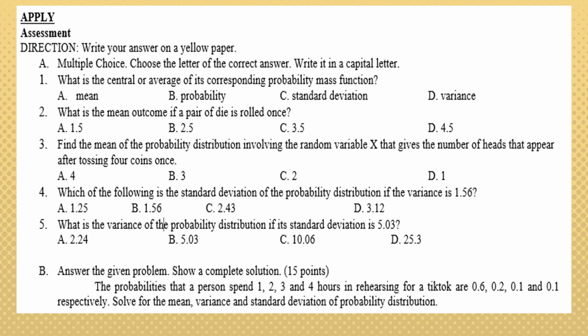For the apply, which you're going to write on a yellow paper and submit on time, you have a 5-item multiple choice test. Write your answer in a capital letter. For letter B, answer the given problem. Show a complete solution for 15 points. Now, compute first for the mean. After computing the mean, that's the time you can compute for the variance and the standard deviation of the probability distribution. You have to take note, avoid copying from your classmates.